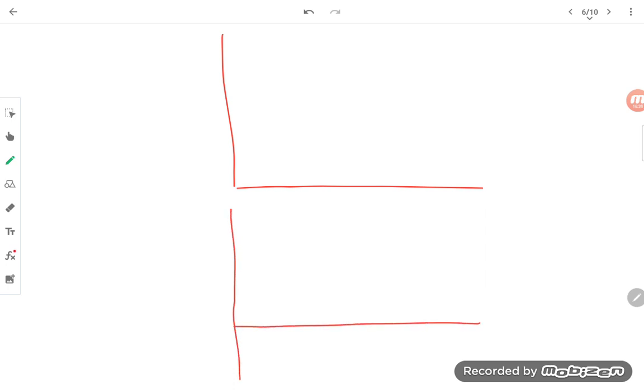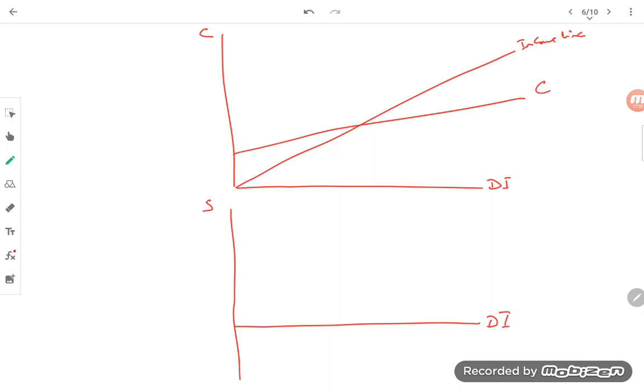Graphically, in the upper panel, we are going to draw the consumption function, and in the lower one, it is the saving function. This is disposable income on the x-axis, and consumption in the upper panel, and saving in the lower panel on the y-axis. In case of consumption, we have to draw the 45-degree line or the income line. And this is consumption.